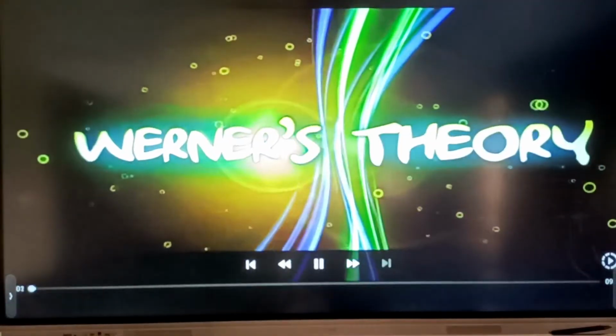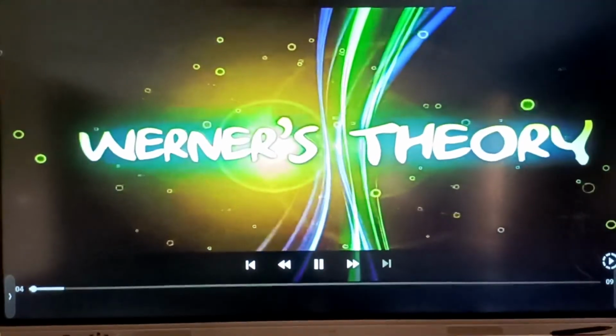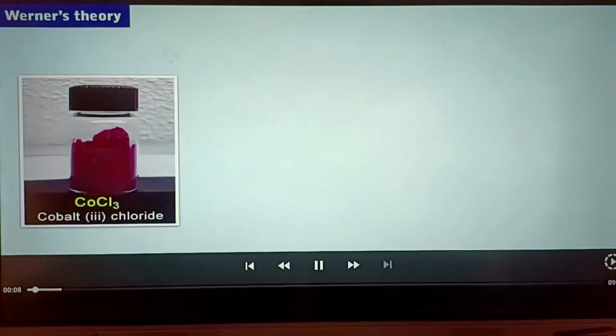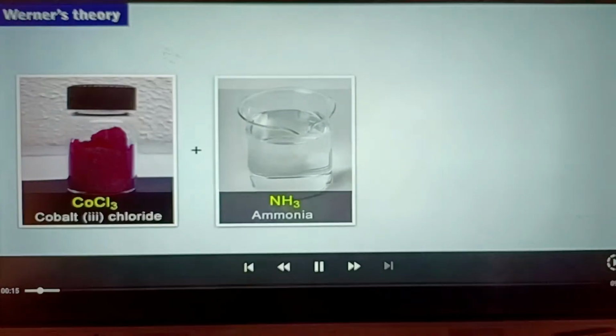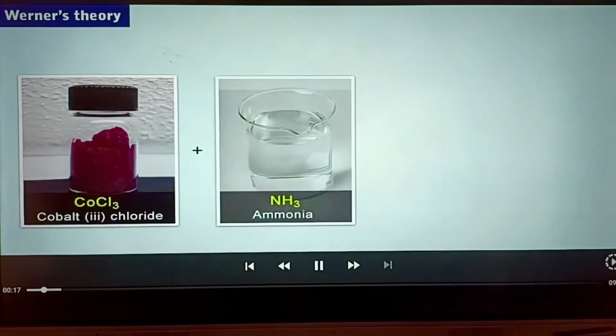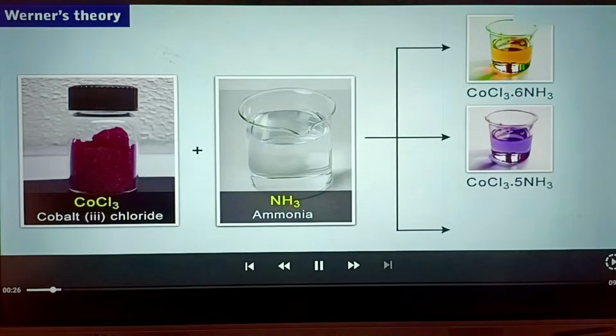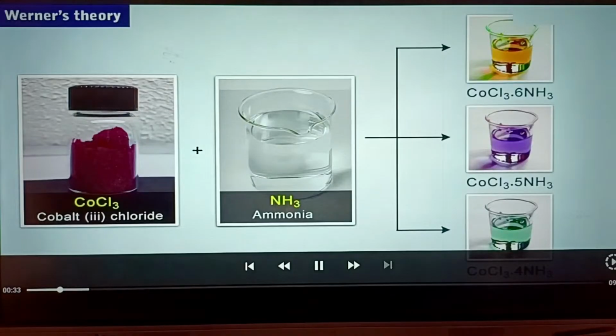In this module, we will be studying about Werner's theory. Have you ever wondered how a stable salt, such as cobalt trichloride, combines with a group of stable, independently existing molecules, such as ammonia, to form new compounds like CoCl3·6NH3, CoCl3·5NH3, and CoCl3·4NH3 with entirely new properties?